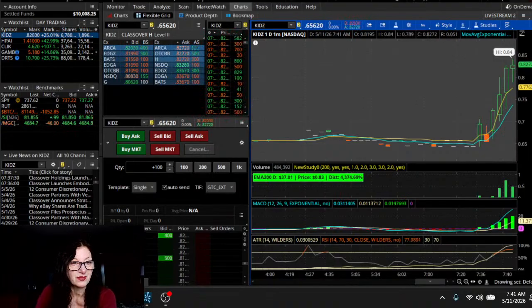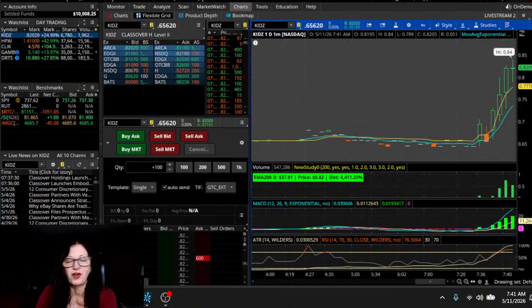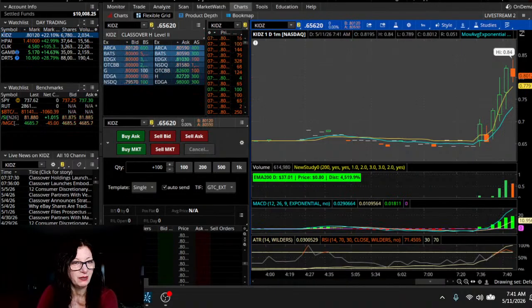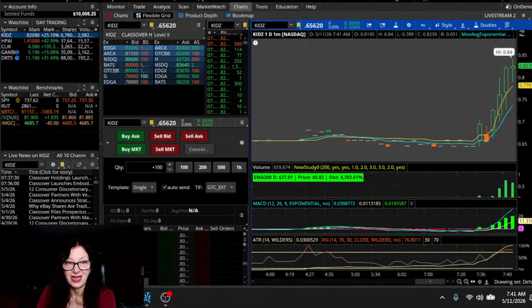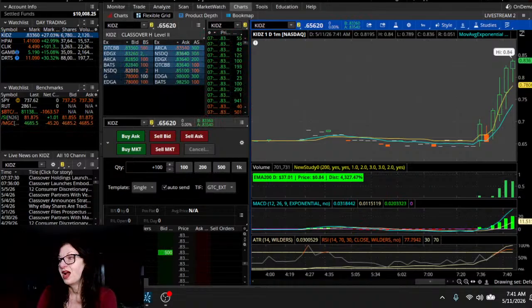So let's see. The float's under 10 million, but the relative volume is really low. The relative volume for KIDZ is only 0.74. So I'm really looking for relative volume. That's one of my main indicators, or stock selection criteria.